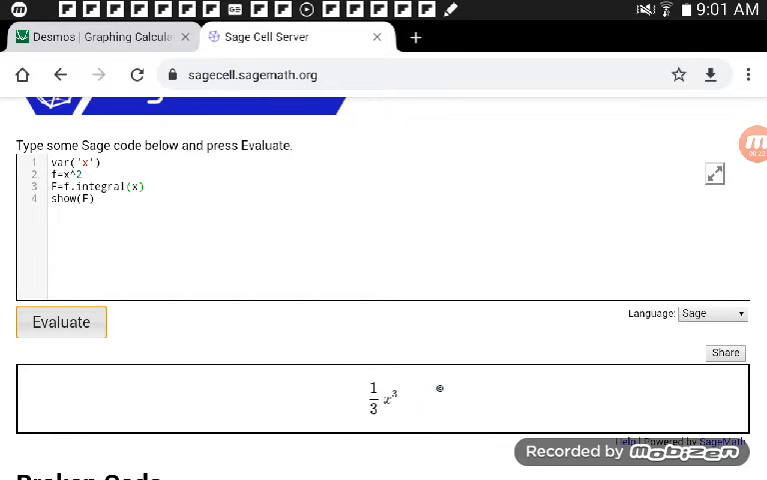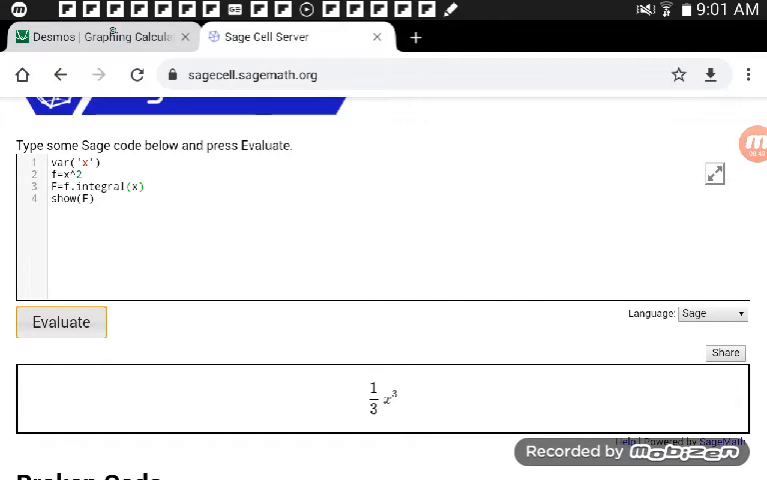And notice what we get down here, 1/3 x cubed. Sage math does not add the plus c. Okay, you need to remember that. We always need that plus c on there, or it's not quite correct. So Sage math does a nice job, except that it leaves off the arbitrary constant.